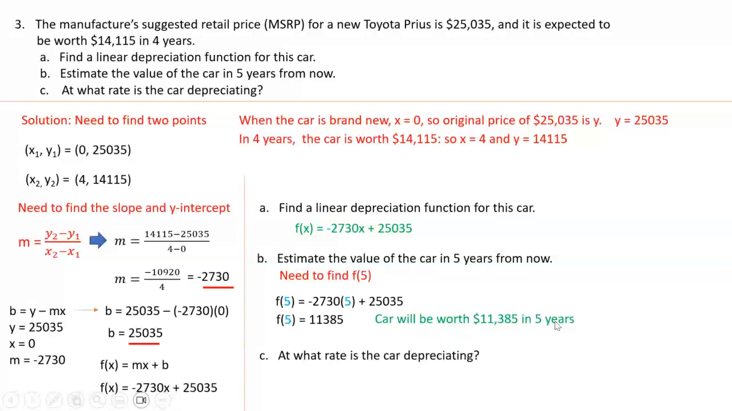Now comes part C. At what rate is the car depreciating? Because part C, for the answer, guys, is the slope of the function, which is negative 2,730. But you cannot put negative because the word depreciating means it's already negative. So the answer will be at a rate of $2,730 per year. This is your answer. Okay.